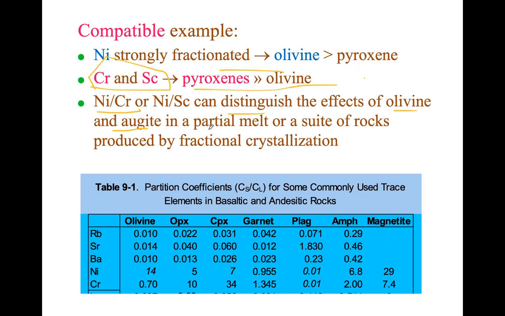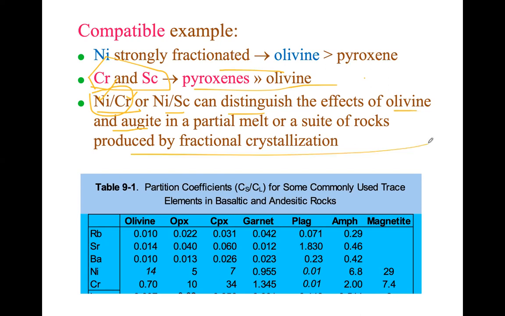So if you want to find out whether it is an olivine dominated or pyroxene dominated magmatic system, then you can go for these ratios, right? Because chromium likes pyroxene much more, nickel likes olivine much more. So according to the change of this ratio, whether it is high or low, you can think of what is dominant there, right? Similarly, you can use scandium also.